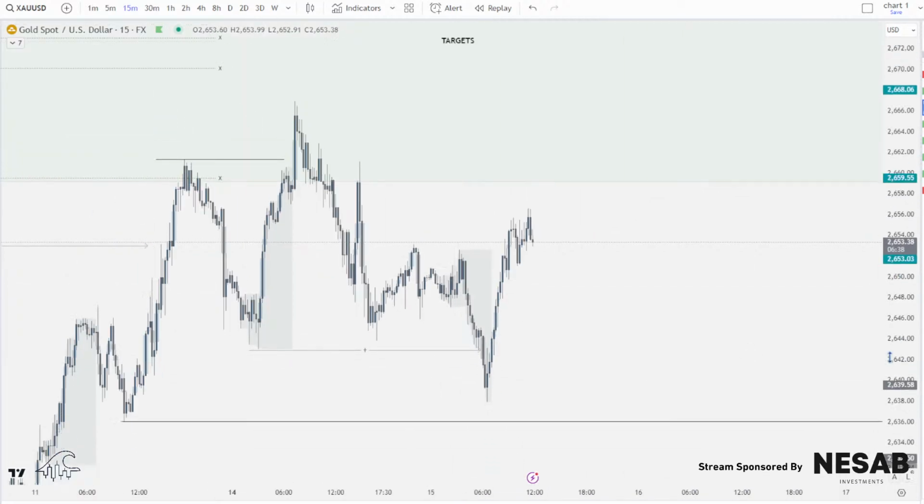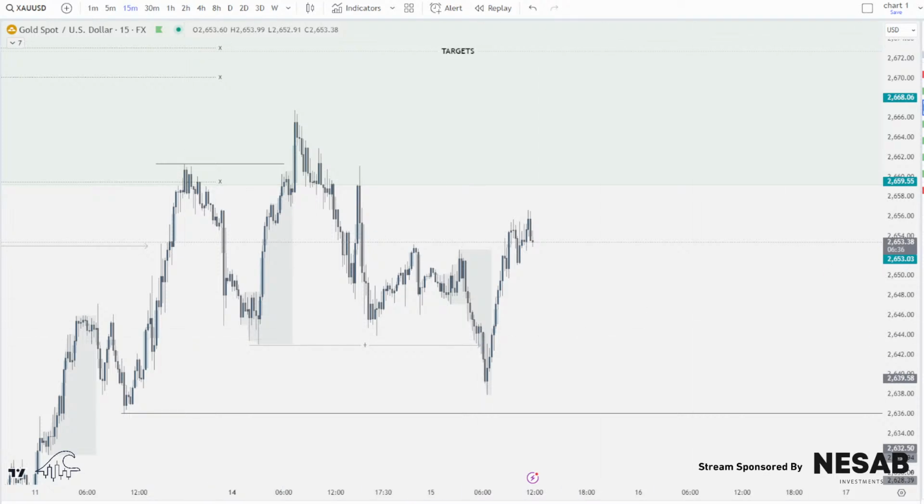Honestly, that run was so clean as well. That run was so clean. Taking out the low. Straight away, it blasts up higher. This is what we were calling for yesterday. Remember, we were looking at this low.